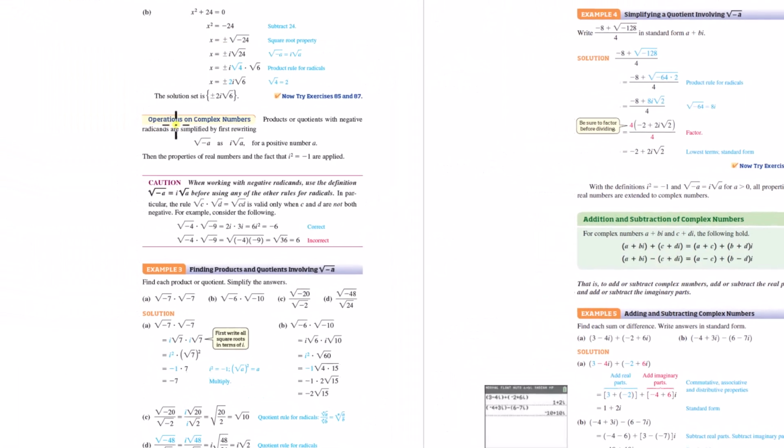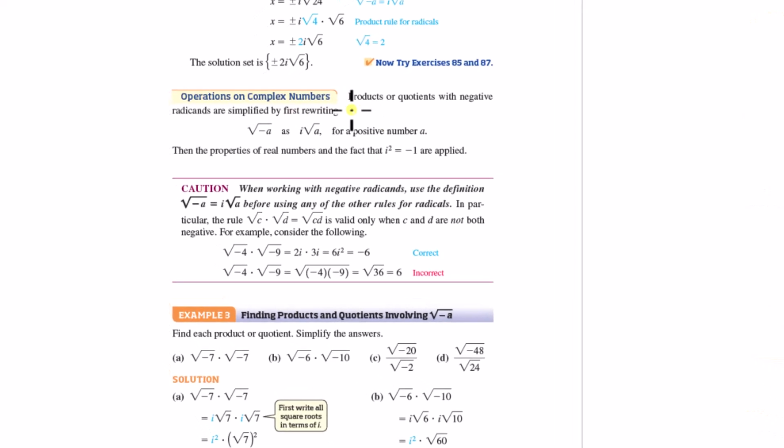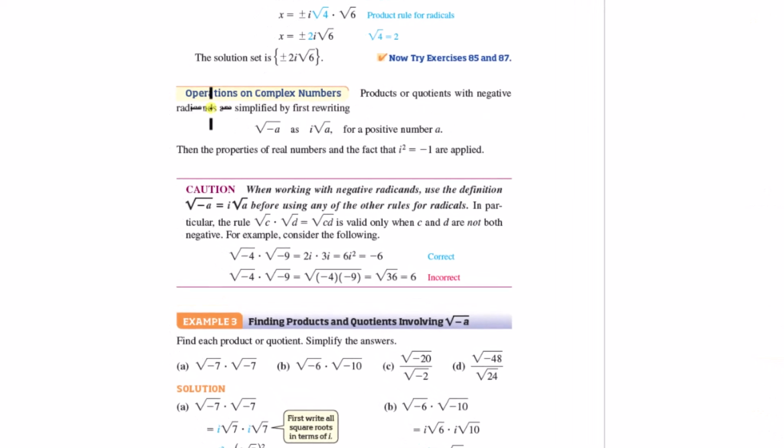Okay, operations on complex numbers. Products or quotients with negative radicands are simplified by first rewriting the square root of negative a as i root a. So I'm not sure why they're not explicitly mentioning that we're just talking about square roots at the moment. So yeah, keep that in mind. We have not learned anything about the fourth root or the sixth root of a negative number. Not yet.